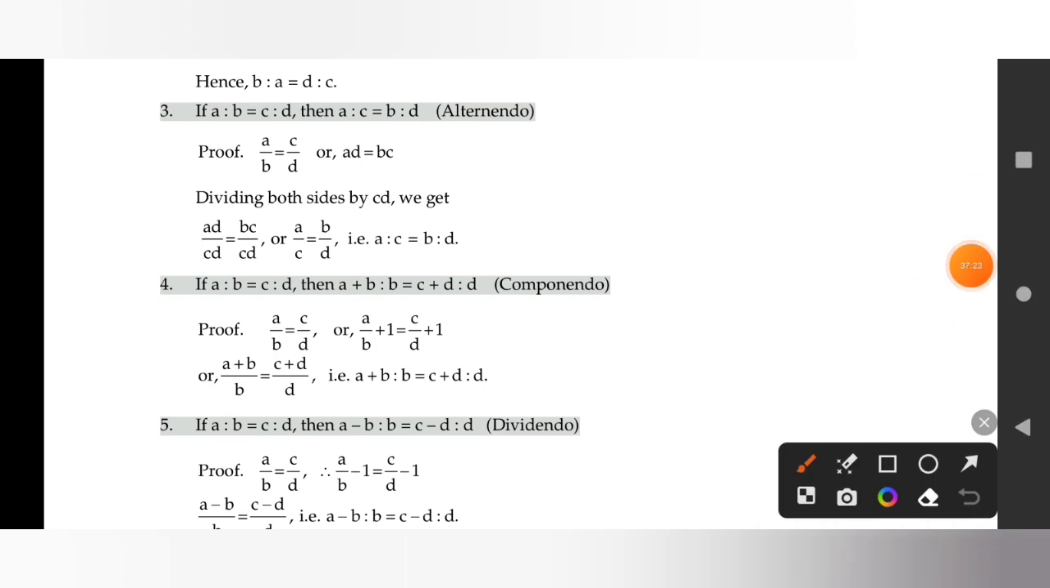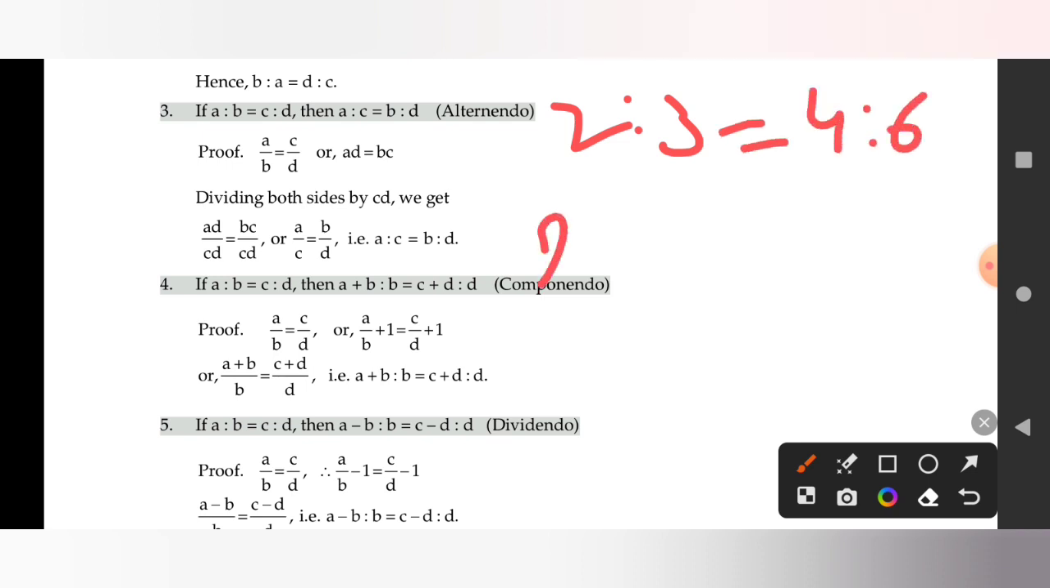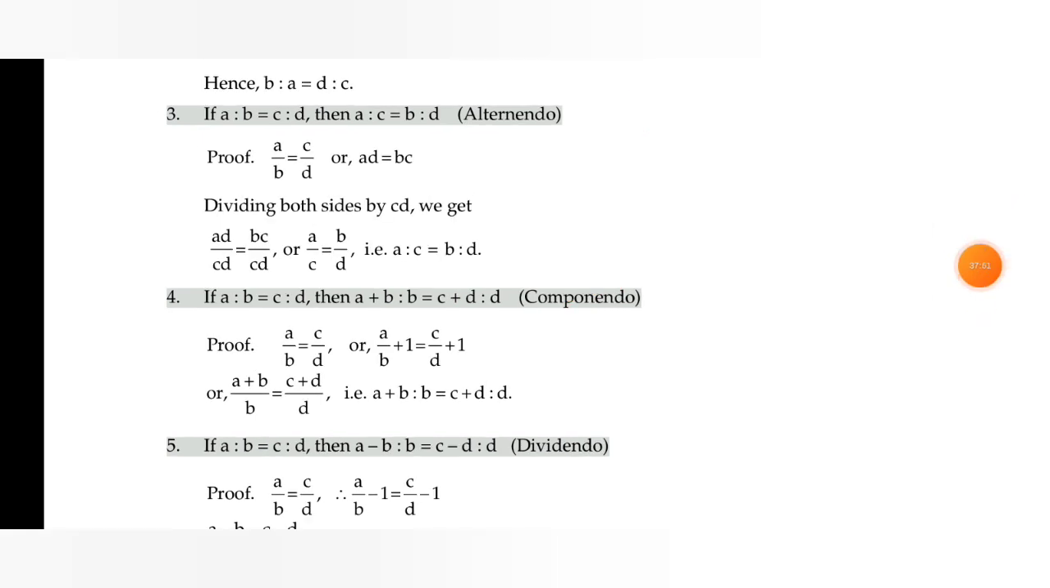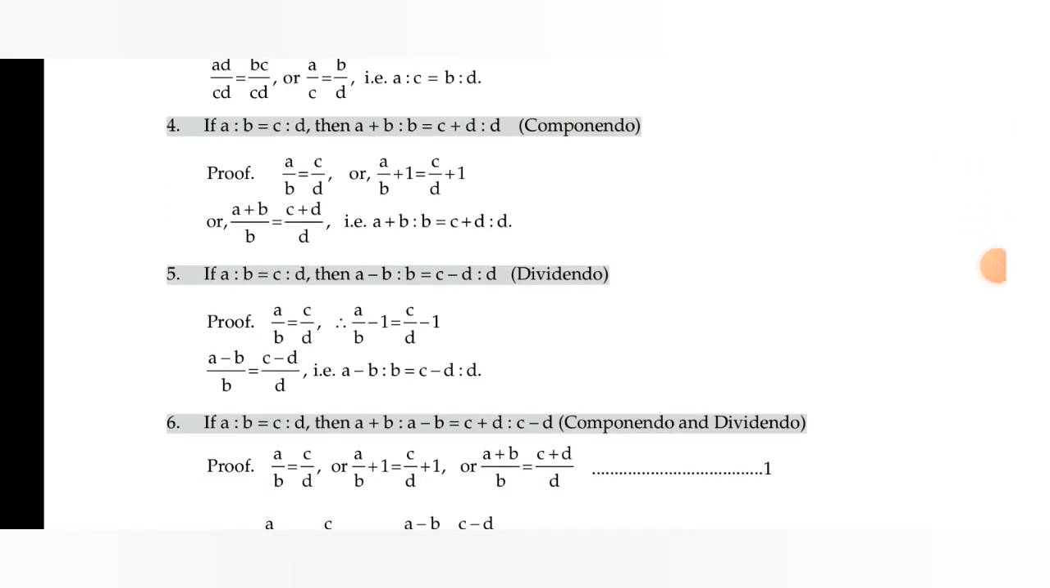Correct. Next, alternando. A is to B is equals to C is to D, then A is to C equals to B is to D. So you will take C from the right side to the left side and B from the left side to the right side. Let's see with the help of example. Same example. So 2 is to 4 is equals to 3 is to 6. This is 1 is to 2 and this is also 1 is to 2. Hence proved.